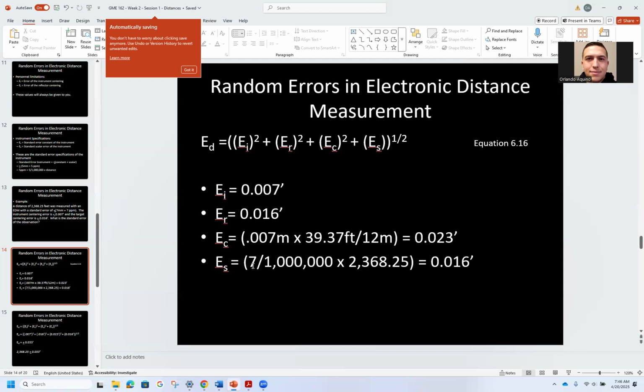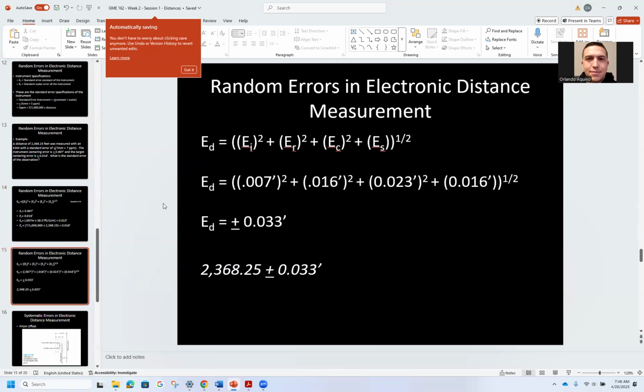Then we go over here and change this to our standard scalar. We have to convert that from parts per million. So we go 7 divided by 1 million times our distance, and we get that 16 thousandths. Now we take those values in feet. We have 7 thousandths of a foot squared, we have 16 thousandths of a foot squared, and these are added, summation, 23 thousandths squared and then our standard scalar error, 16 thousandths squared, all under the square root. Our error of the distance is plus or minus basically 33 thousandths of a foot.